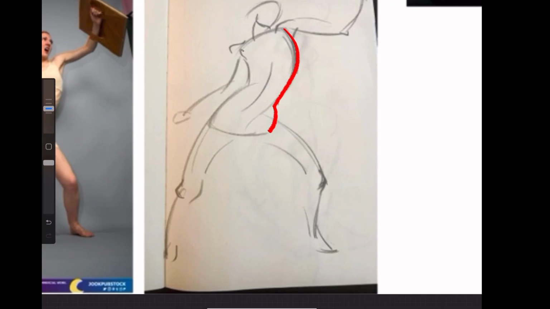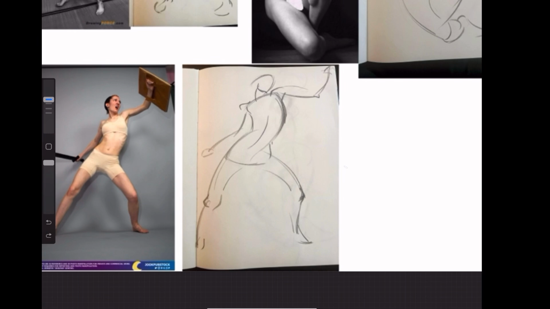And with this left side, you could even extend that 1 line and go all the way down to the foot, and I think this could work well too. But all in all, again, the pose nonetheless is instantly readable, and because of that, this too is a successful gesture drawing.